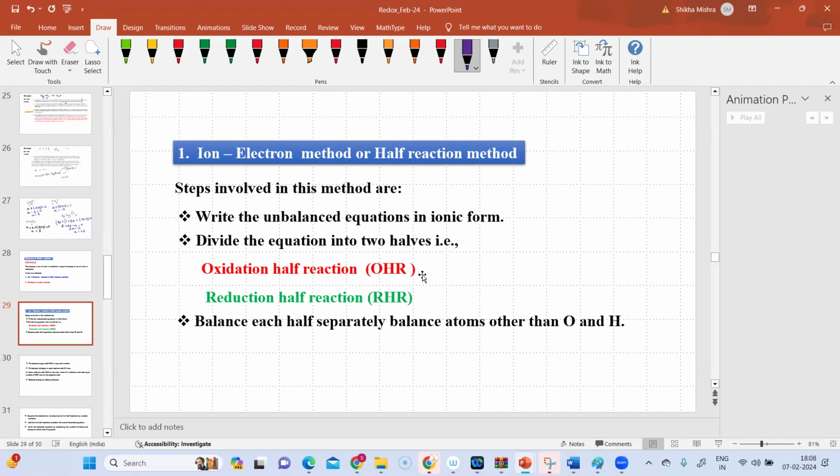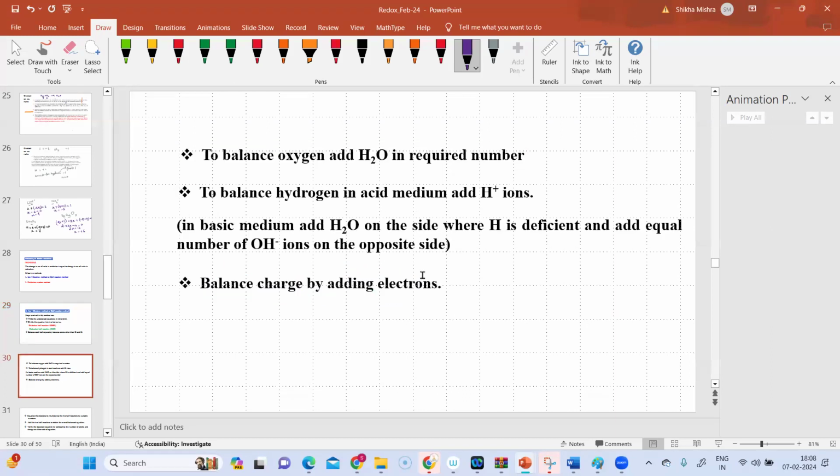Second step is to balance all the atoms except oxygen and hydrogen. Next, for oxygen, you'll be using water to balance it. And for hydrogen, you'll be using H plus ion in the acidic medium, right? Because acidic medium will have excess of H plus ion. But if they say the reaction is to be balanced in the basic medium, that is, let's say the solvent is a base like potassium hydroxide, that means there will be excess of OH minus ions, right?